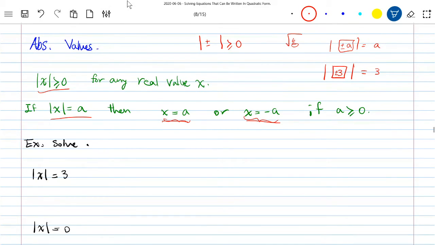But if I write absolute value of some number equals negative 3, there's no way that you can put something inside the absolute value and the outcome becomes negative. So this has no solution. It's not possible. So we have this restriction that the outcome of the absolute value must be positive or 0. Here are some examples.